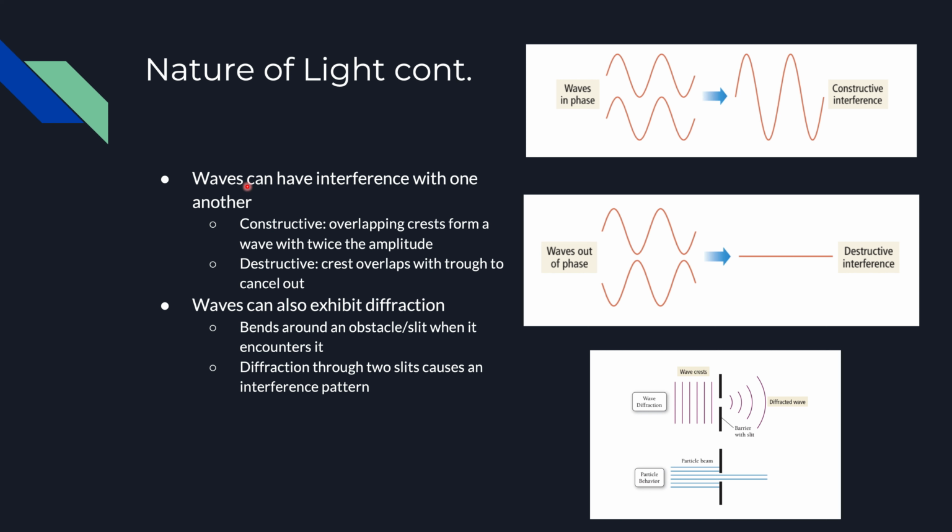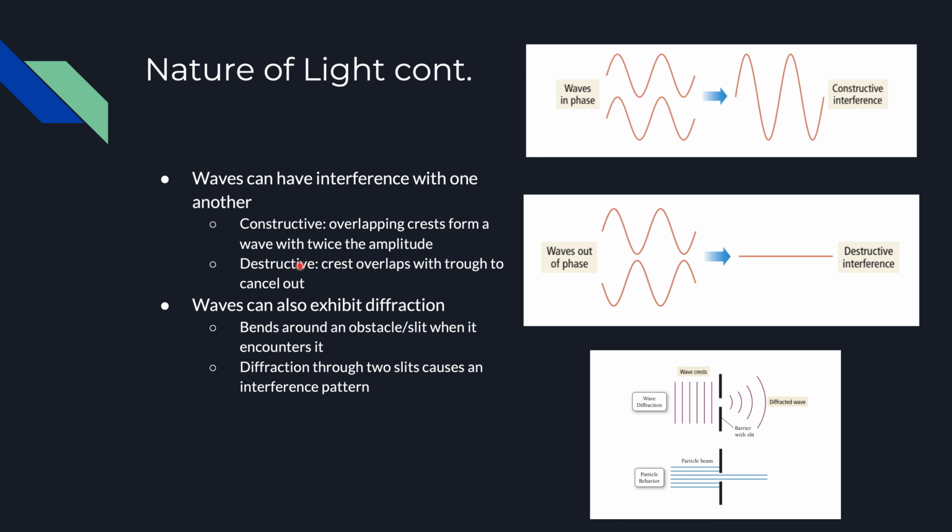And since light is a wave, waves can have interference with one another. They can have multiple types of interference, one of which is constructive interference, which is when overlapping waves form a wave with twice the amplitude. As you can see, these amplitudes added up to form something with twice the amplitude of the original waves.